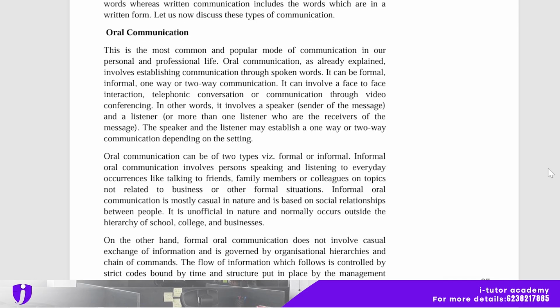What is oral communication? This is the most common and popular mode of communication in our personal and professional life. Oral communication, as already explained, involves establishing communication through spoken words. It can be formal, informal, one-way or two-way communication. It can involve face-to-face interaction, telephonic conversation or communication through video conferencing. In other words, it involves a speaker and a listener. The speaker and the listener may establish one-way or two-way communication depending on the setting.